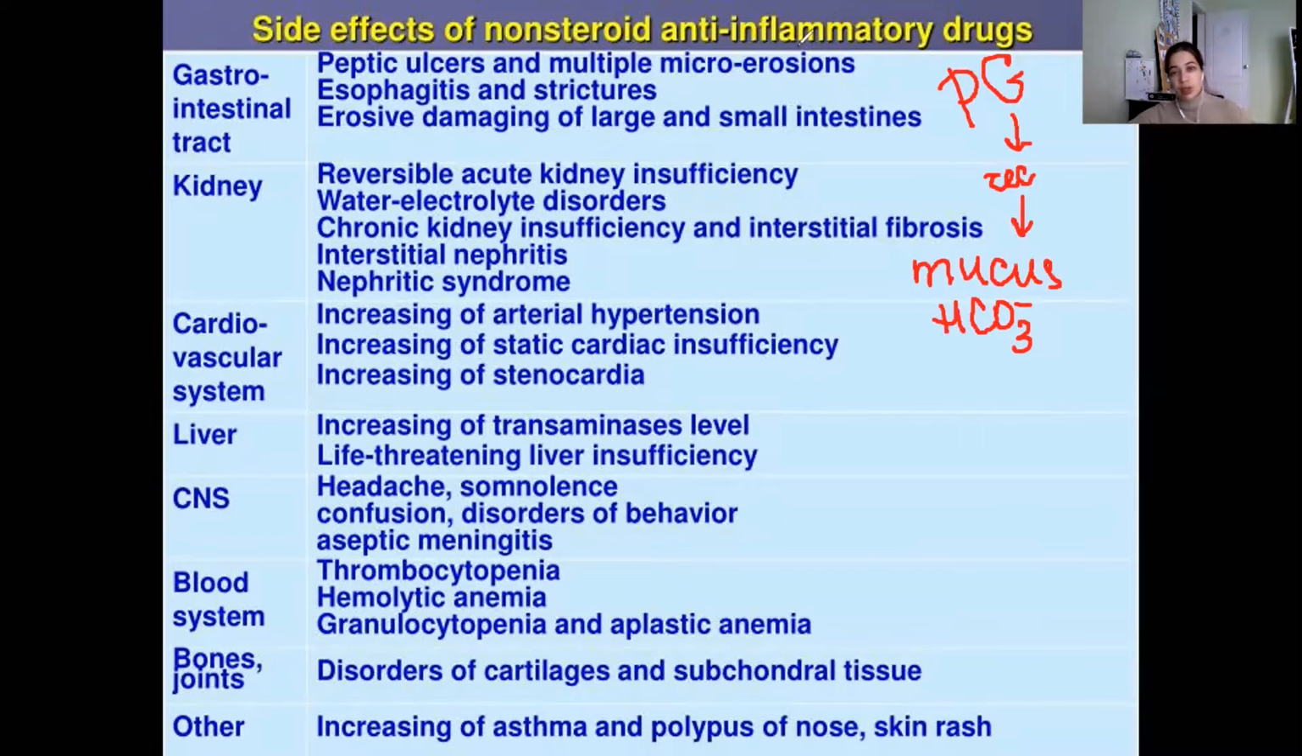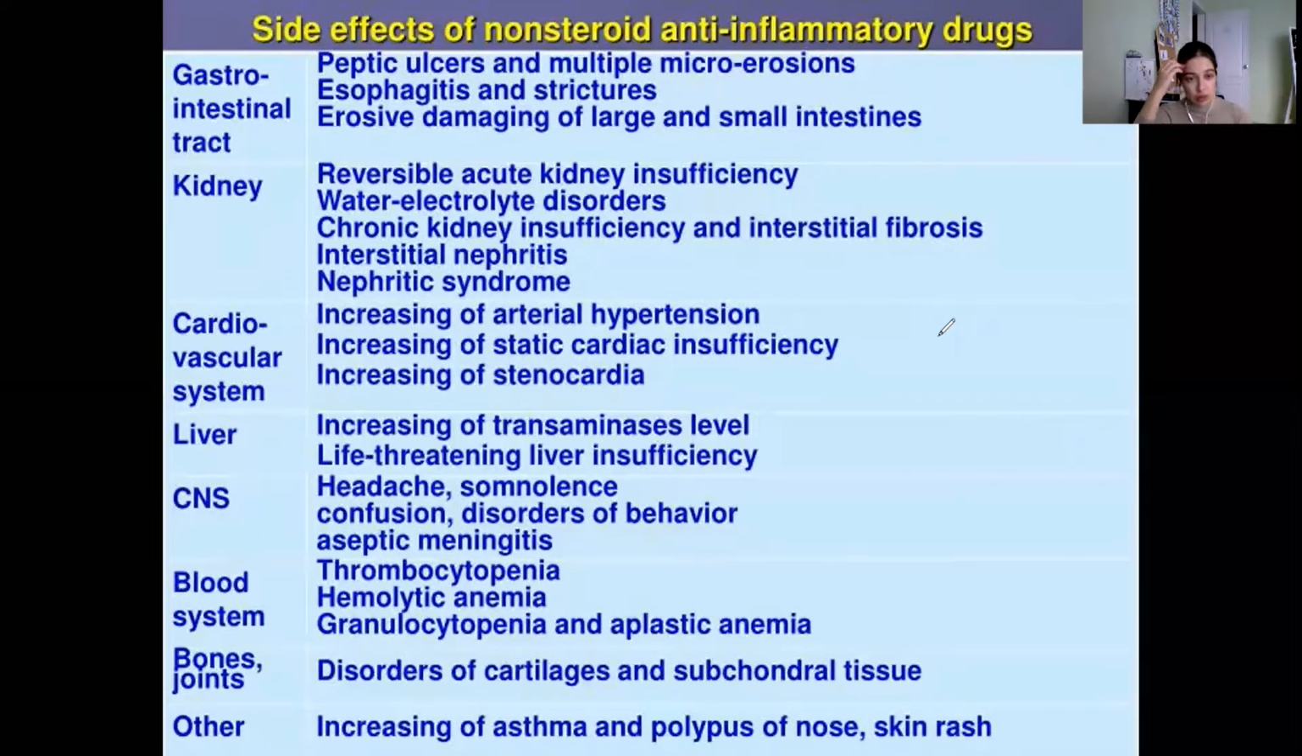Okay, and when we use non-steroidal anti-inflammatory drugs, we block these prostaglandins, which are very important for the protection. So we have less protection, and finally we have more acidity, and our GIT suffers. On kidneys, it can lead to reversible and acute kidney insufficiency, water electrolyte disorders, chronic kidney insufficiency, and so on.